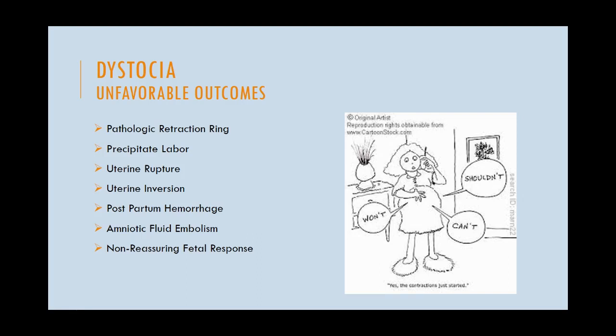And this is just where an amniotic fluid bleb or bolus gets into mom's circulatory system and causes an embolism. Those typically have a really bad outcome. And then non-reassuring fetal responses. Obviously, if we have a labor process that's not going appropriately, it can potentially affect the baby's heart rate. So we can have some non-reassuring responses noted on our monitoring strip because of these.